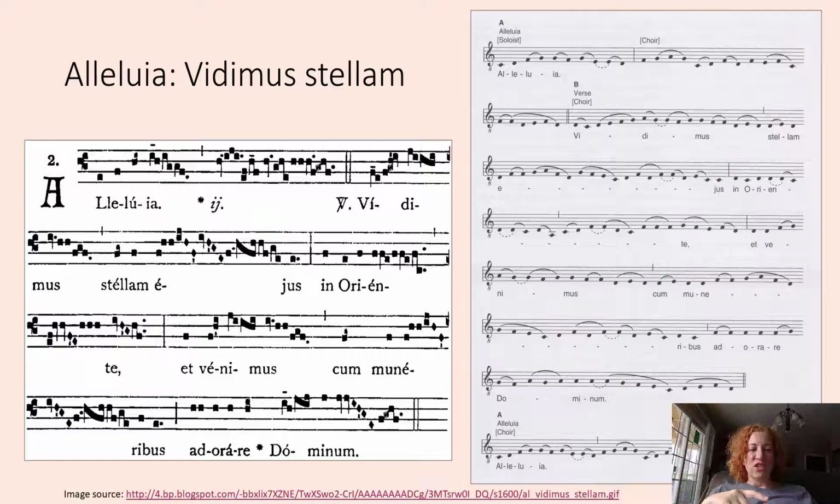Let's look at the notation, and we're going to listen to a little bit of that again and try to follow along.